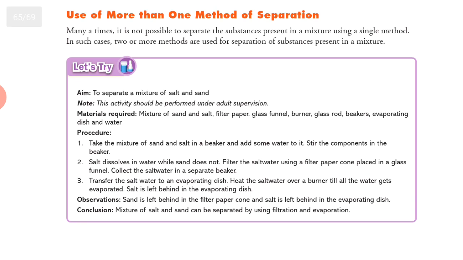Use of more than one method of separation. Many times it is not possible to separate the substances present in a mixture using a single method. In such cases, two or more methods are used for the separation of substances present in the mixture. You can see in the activity also, to separate a mixture of salt and sand, you need to use more than one method. Filtration and evaporation can be used over there.